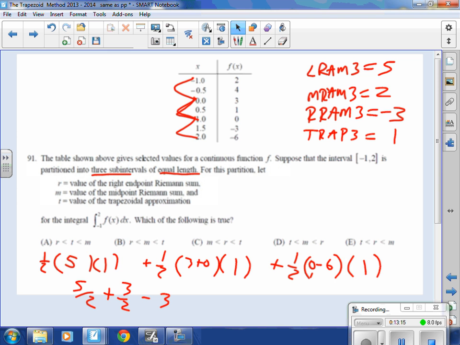So what do we have here? They want to know which is the smallest of, and we're not supposed to use L. Which is my smallest? Right. Net followed by T followed by M, which is choice A.